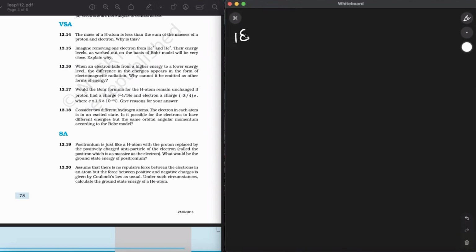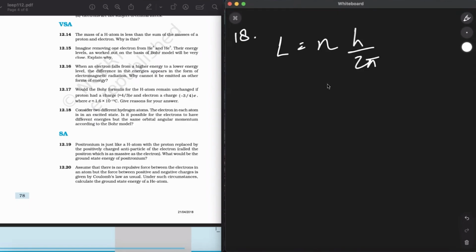Now question number 18. Consider two different hydrogen atoms, the electron in each atom is in an excited state. Is it possible for the electrons to have different energies but the same orbital angular momentum according to the Bohr model? So you have two different hydrogen atoms, and the electron in each is in an excited state. According to Bohr's postulate, the electrons revolve around the nucleus only in the orbits which have angular momentum L as an integral multiple of h upon 2 pi. Here h is Planck's constant.